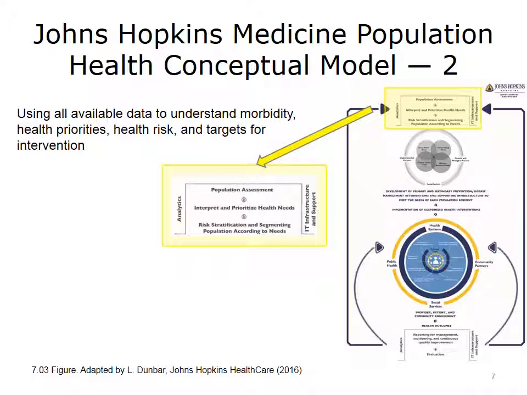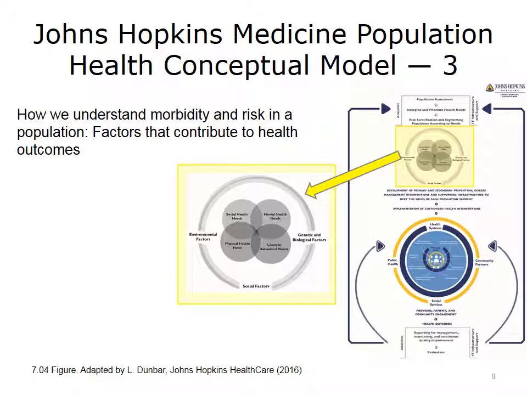This risk stratification is done according to the needs of the population. It is necessary to have strong analytic teams as well as an IT infrastructure and IT support to aggregate data from multiple data sources. Below the population assessment box in the conceptual model, and enlarged on the left-hand side of the slide, are the upstream factors and individual factors that affect the ability of a population to realize better health and better quality of life.